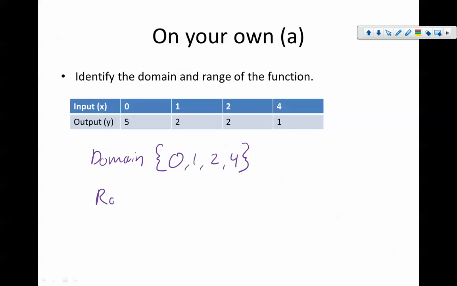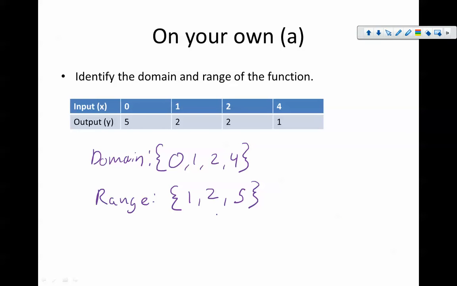My range is my list of outputs, and that is 1, 2, 5. Notice that I didn't write 2 twice. You don't have to, right? If you wrote 2 twice on there, it's not that big of a deal. But anytime you have a repeat number, it is not necessary to write the repeats of it. In fact, a lot of times it's easier if you don't write the repeats, okay?